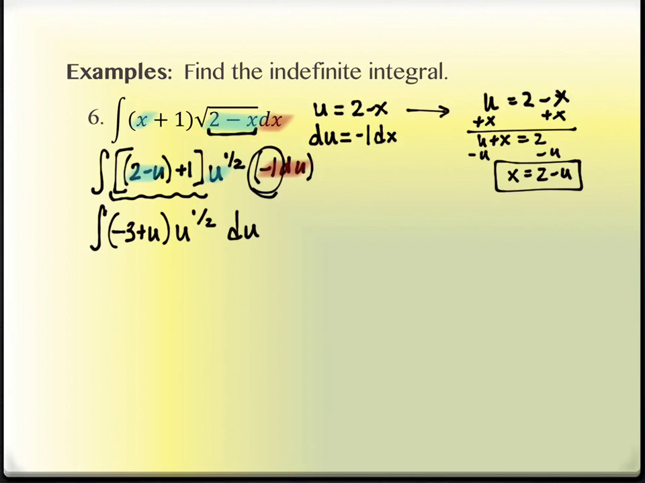You might look at this and say, well, how is that more helpful? I still have an addition. I still have a radical, basically. Why is it more helpful? Well, it's more helpful because the addition is not under the radical. And the reason that's helpful is because I can distribute the u to the 1/2 now to each of those terms. I can't distribute into the inside of the radical very cleanly or easily, but I can certainly distribute the radical, which is a single term u, to each of the other pieces now. So I can actually rewrite this as -3 u to the 1/2 plus u to the 3/2 du.